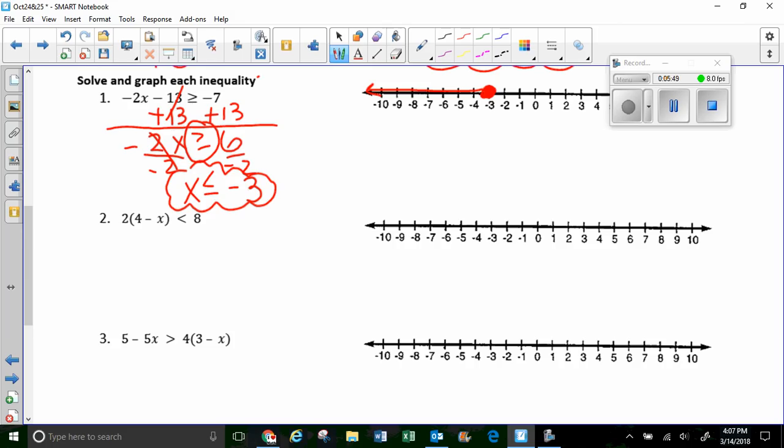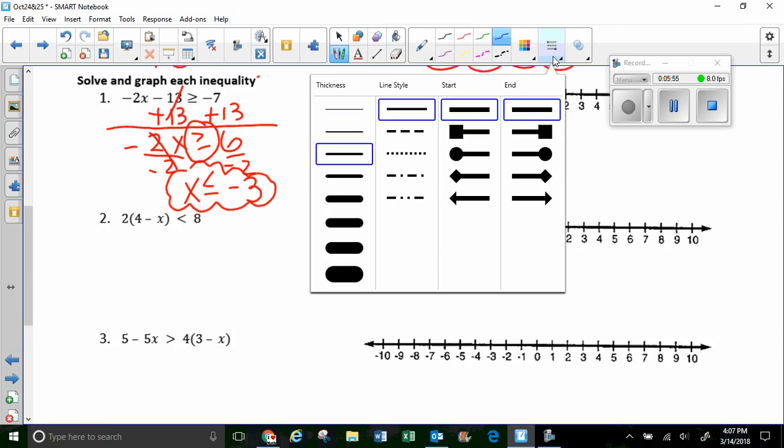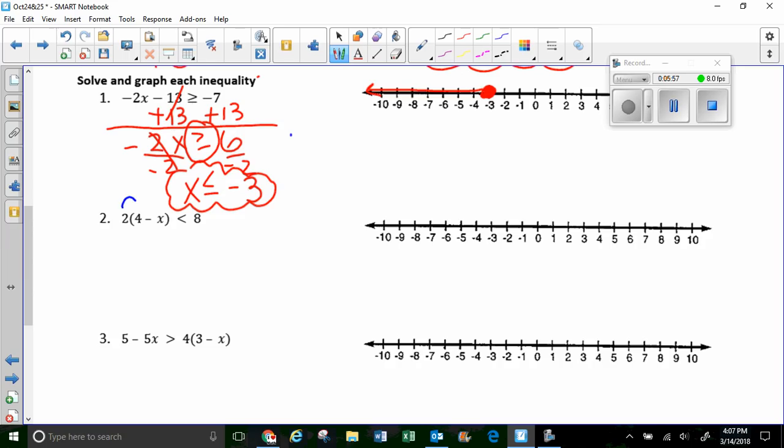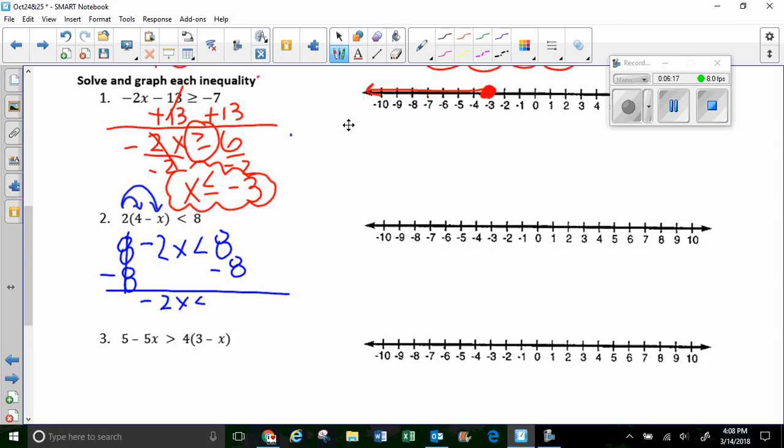For number 2, let's go ahead and start by distributing. So distributing that 2 in gives me 8 minus 2x is less than 8. I don't have any like terms, so I'm going to subtract 8 on both sides to get my constants to the other side, which leaves me with negative 2x is less than 0.